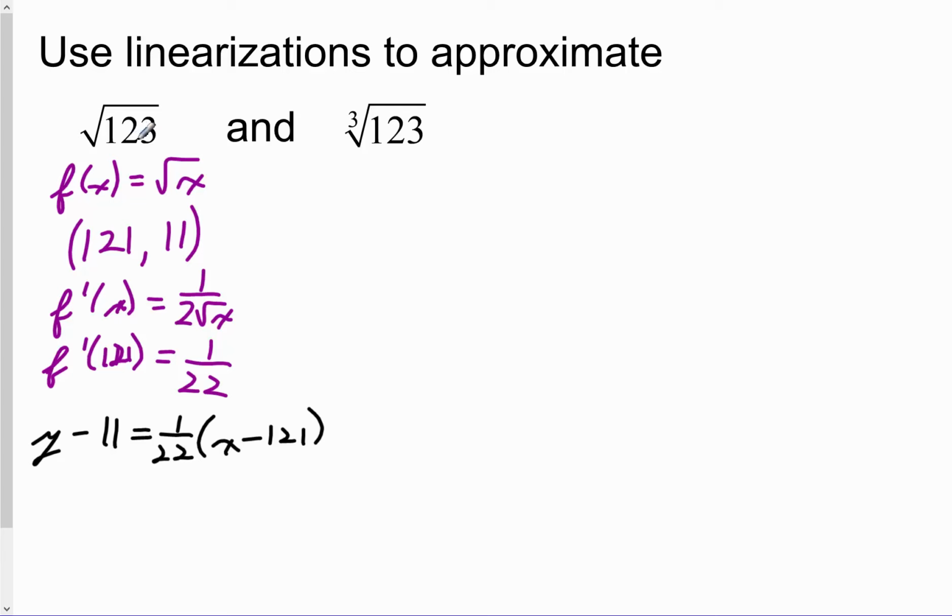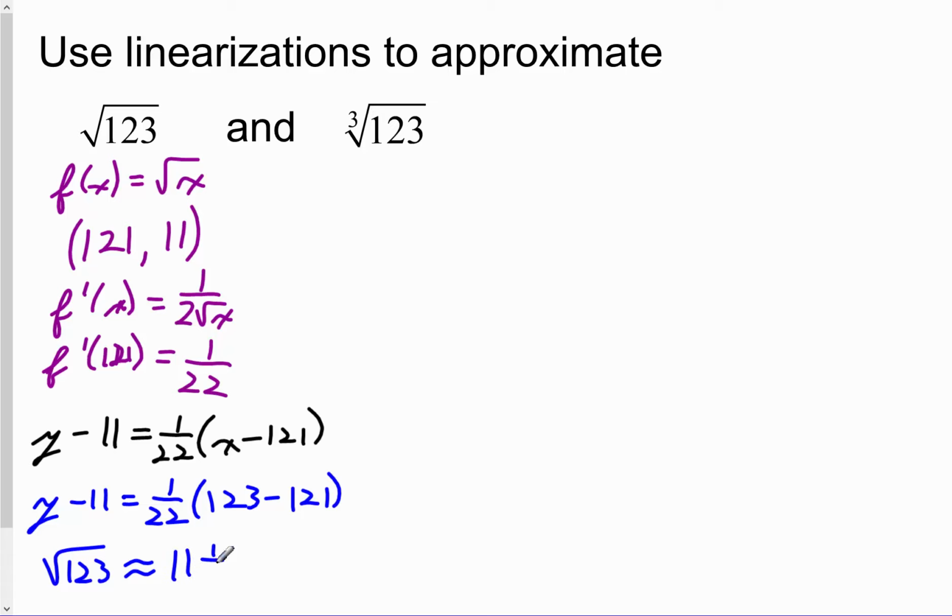Then, if I want to estimate the square root of 123, I would plug 123 in for x in my linearization, and I would get y minus 11 equals 1 over 22 times 2. So the square root of 123 would be about 11 and 1/11 when I solve this linearization for y.